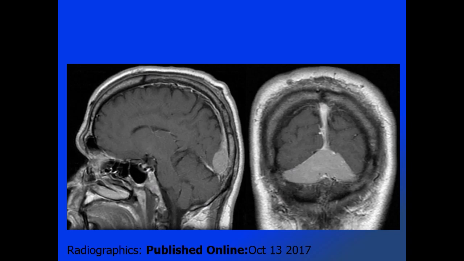In a different patient, a homogeneous enhancing extraaxial mass along the posterior convexities of the occipital lobes bilaterally demonstrates invasion into the very posterior segment of the superior sagittal sinus.